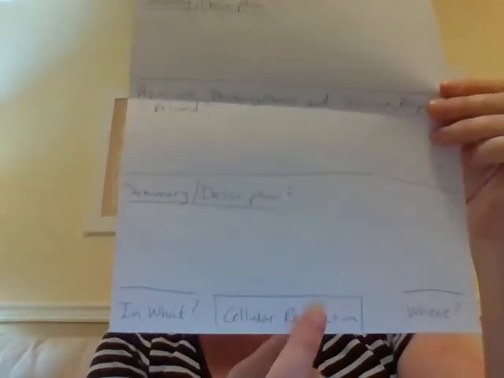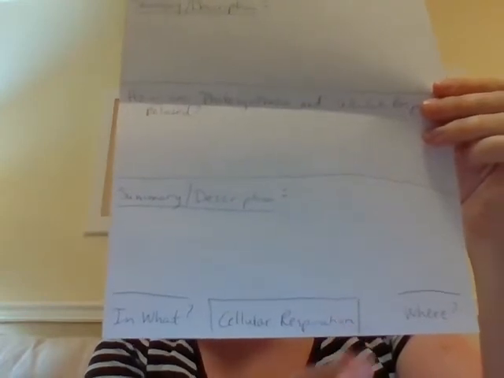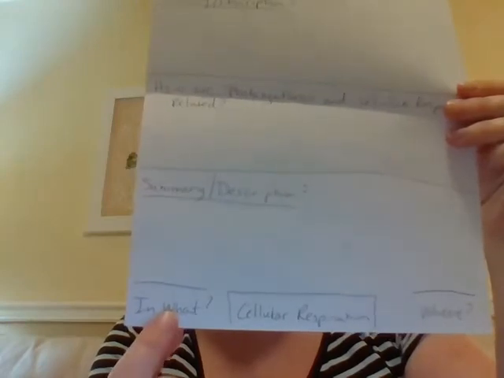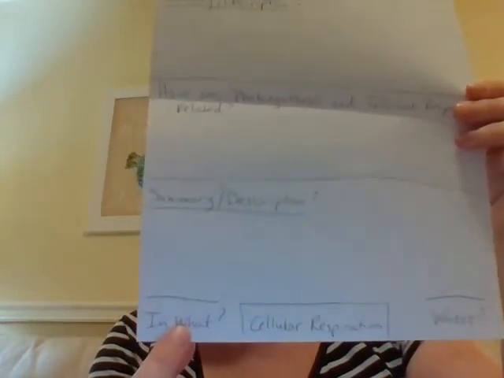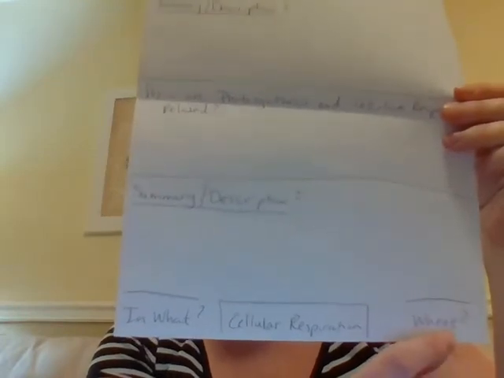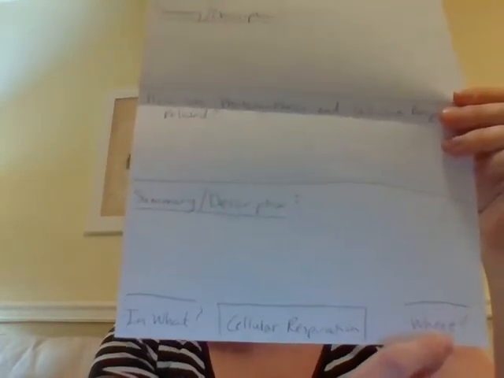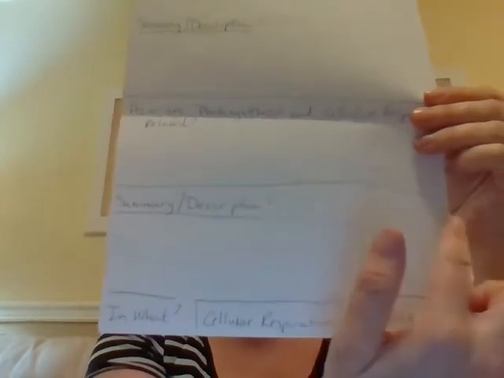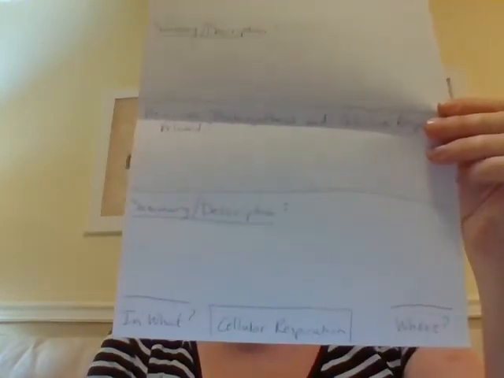Then on the bottom, I have basically the same thing, but for cellular respiration. So I've got cellular respiration here. I have in what and where. So in what, tell me which organisms do cellular respiration. Where, tell me where does this take place in the cell. And then I also have here the summary and the description. So in your own words, tell me what's happening in the process of cellular respiration.